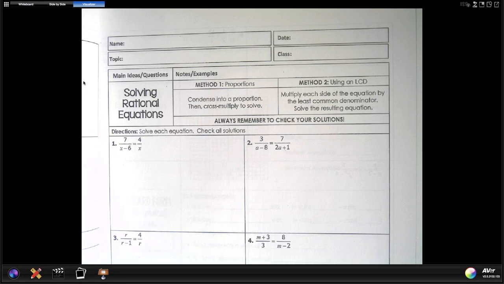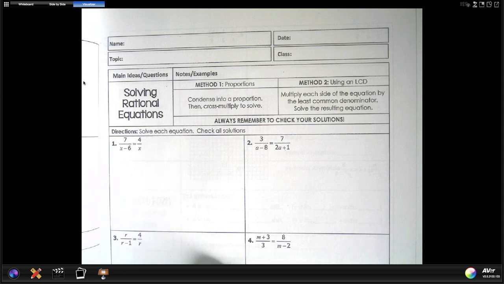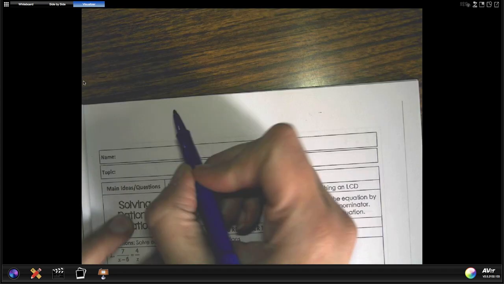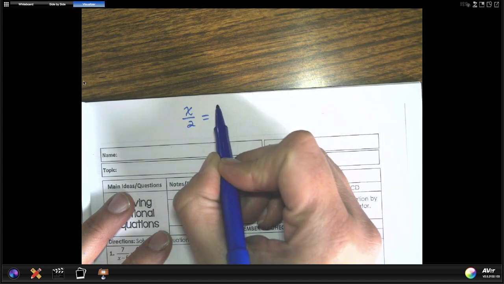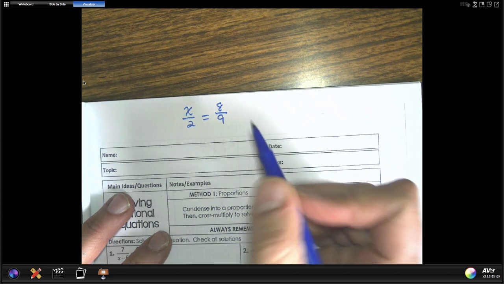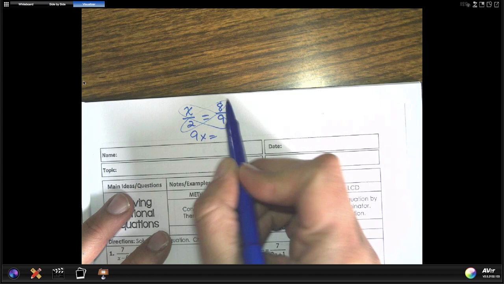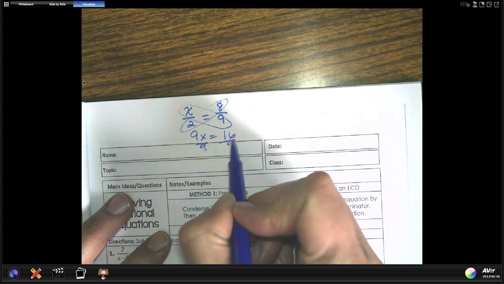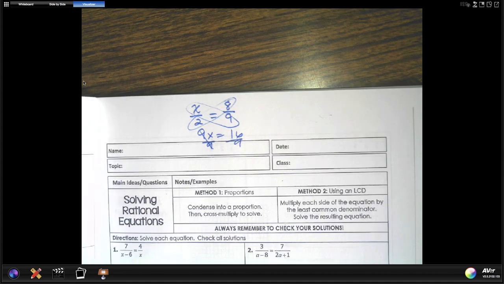Okay, so we are going to solve rational equations, and when you have a fraction equal to another fraction, we're going to use what you did back in pre-algebra. You don't have to write this part down, but if you had something like x over 2 equals 8 over 9, you would cross multiply. 9 times x is 9x, 8 times 2 is 16, divide both sides by 9, and you're done. That's the same concept we're going to use.